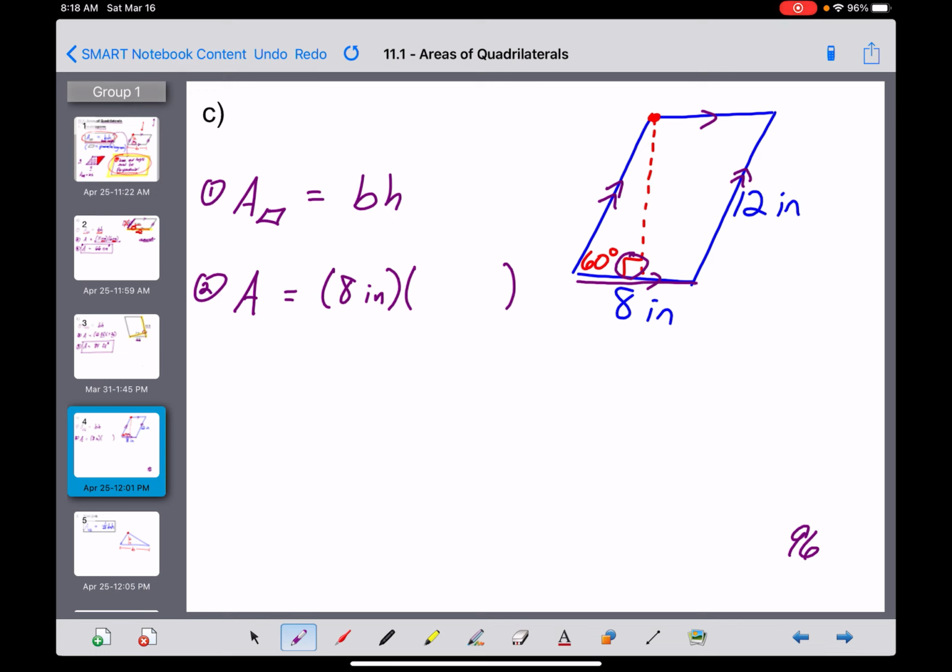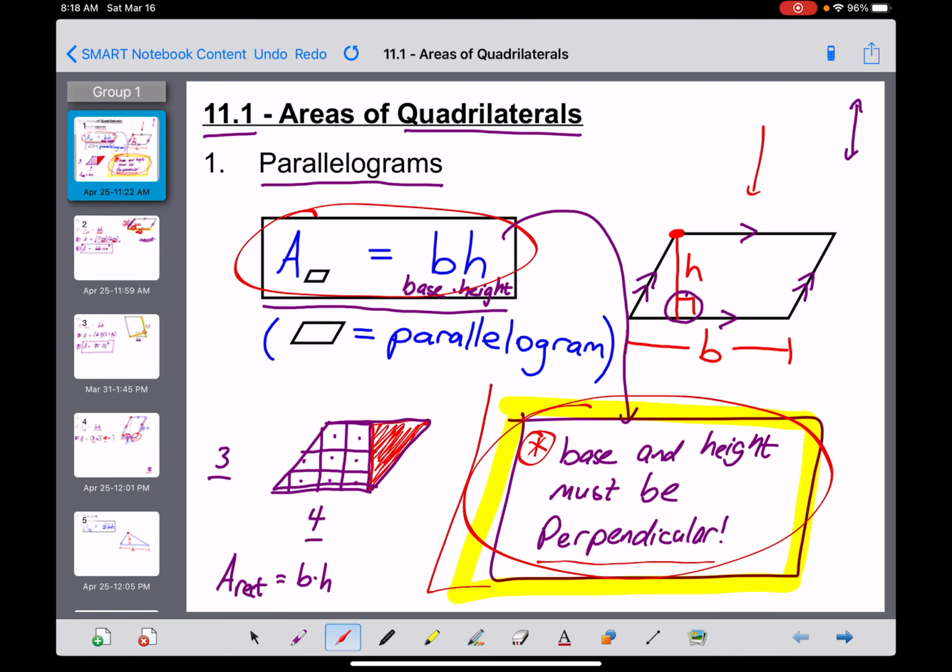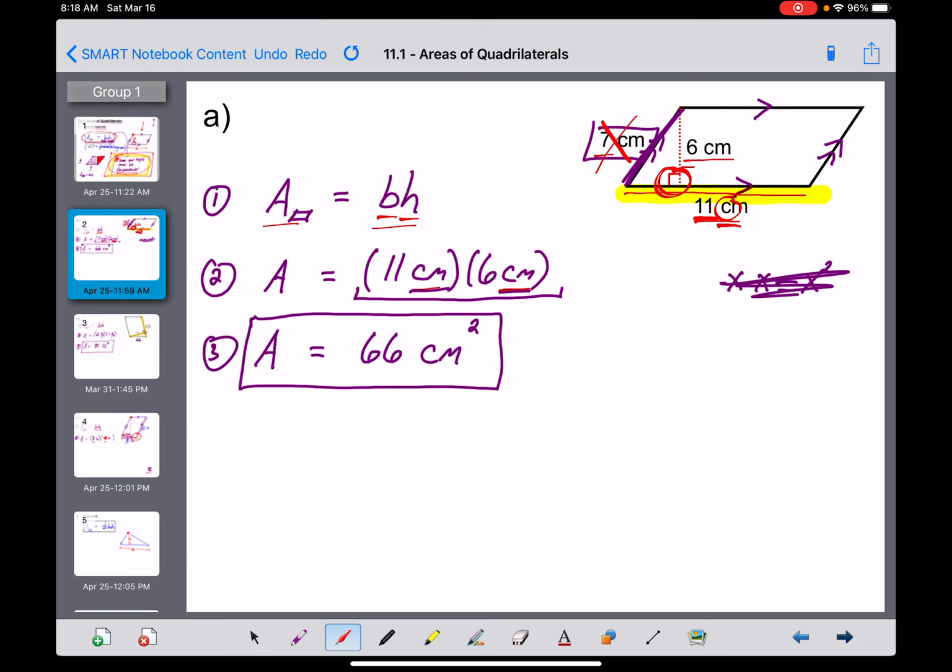Why? Because I need 2 things here for area, base and height, and I've only given you 2 numbers, 8 and 12. So I think a lot of people would mistakenly put 12 inches here for the height, and then multiply 8 times 12 and get 96 and be on their merry way, just assuming they got this problem right. Why is that incorrect? Because the 8 and the 12 are not perpendicular to each other. And I'm going to keep coming back to this idea over and over again, guys. Base and height have to be perpendicular to each other.